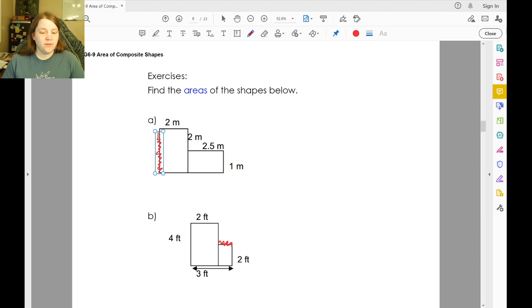Welcome back. Let's go ahead and look at our measurements here. To find this measurement, we're going to combine this with this. 2 meters plus 1 meter is 3 meters. To find this measurement right here, I know that this whole thing is 3 feet. Take out the 2 feet. That leaves 1 foot. And for the sake of time, I'm not going to solve each one of these.